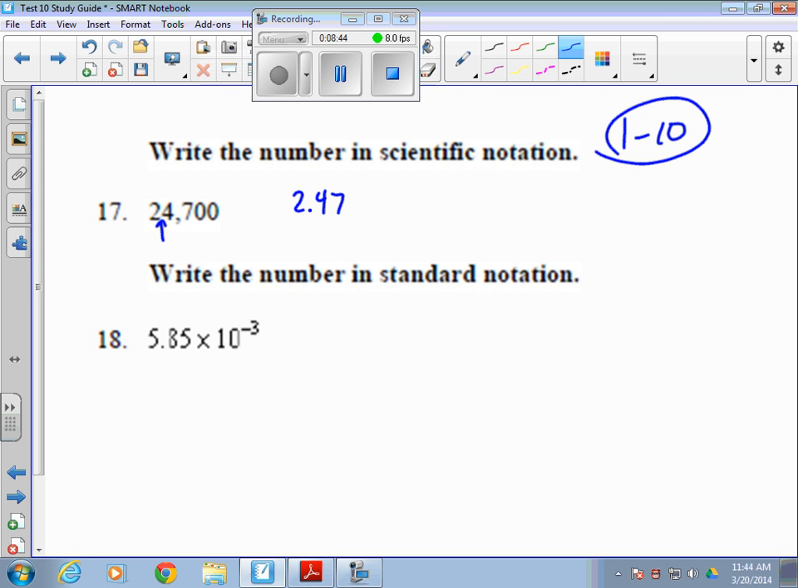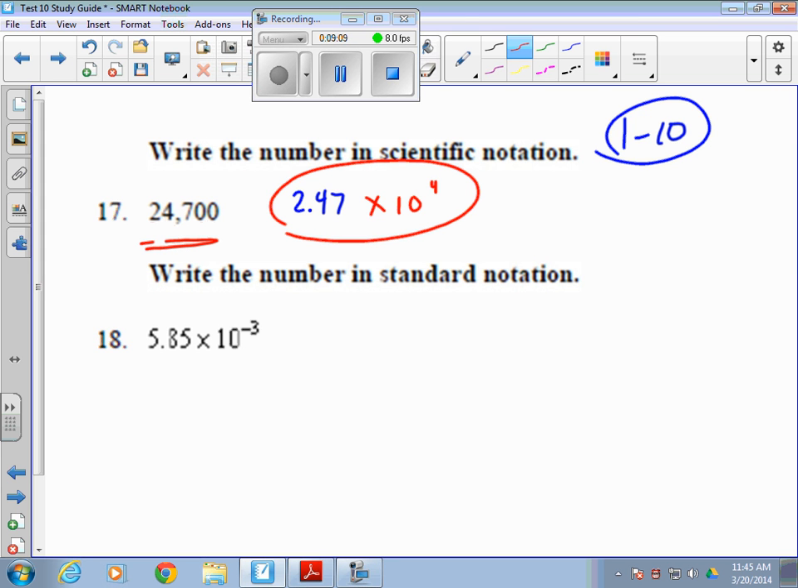2.47. You do not need to include the zeros that are not significant digits. How many times do you have to move that decimal to get it to that spot? 1, 2, 3, 4 times. It's times 10, and it's going to be to the fourth power. Determine if it's going to be positive or negative, if it's a large number or a very small number. This is a big number. Think about people, 24,000 people. That's why it's a positive value for scientific notation.